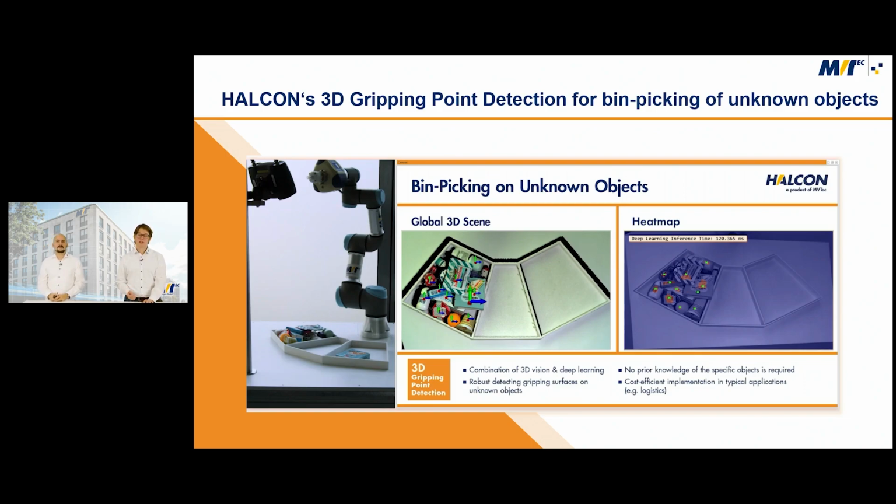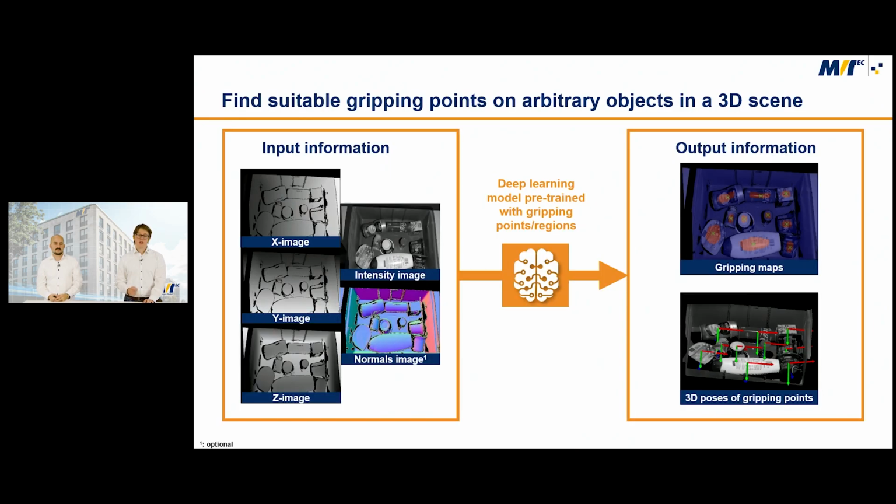Mario already explained that the 3D gripping point detection is a deep learning application. So in a deep learning application, there is a deep learning model, which we pre-trained for you, so there's no need for training and teaching any further objects. But these deep learning models need certain inputs. So what inputs does the 3D gripping point detection need?